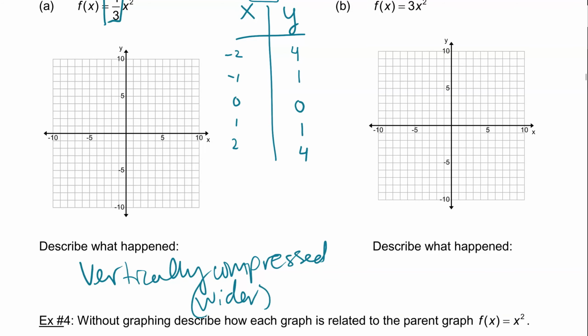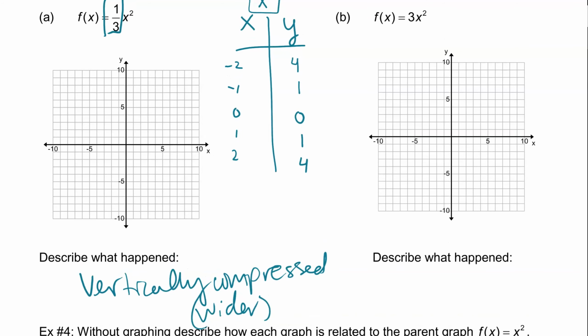Less than 1 and before the x, compressed vertically. Decimals also? Yeah, so I could put like 0.2. That is between 0 and 1. Okay, so we know what it's going to look like.